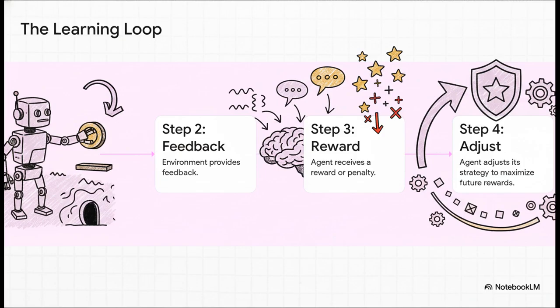It's a constant loop. Step 1, the agent takes an action. Step 2, the environment reacts and gives feedback. Step 3, the agent gets a score, a reward, or a penalty. And step 4, it adjusts its own strategy, always trying to figure out how to get the highest possible score in the future.